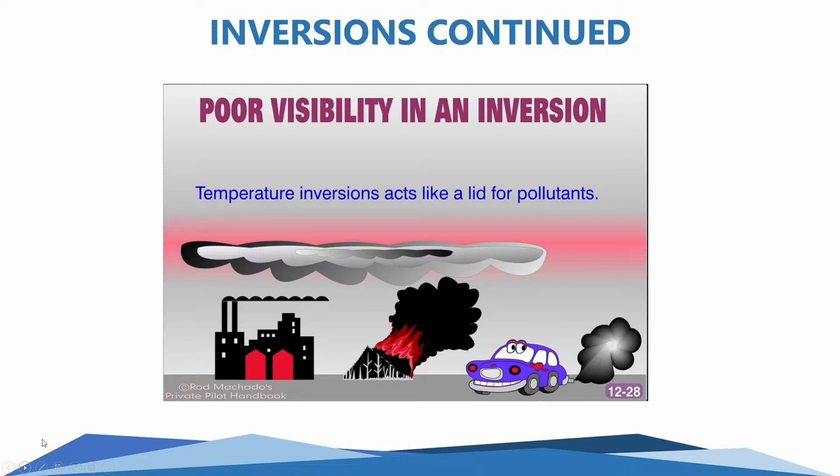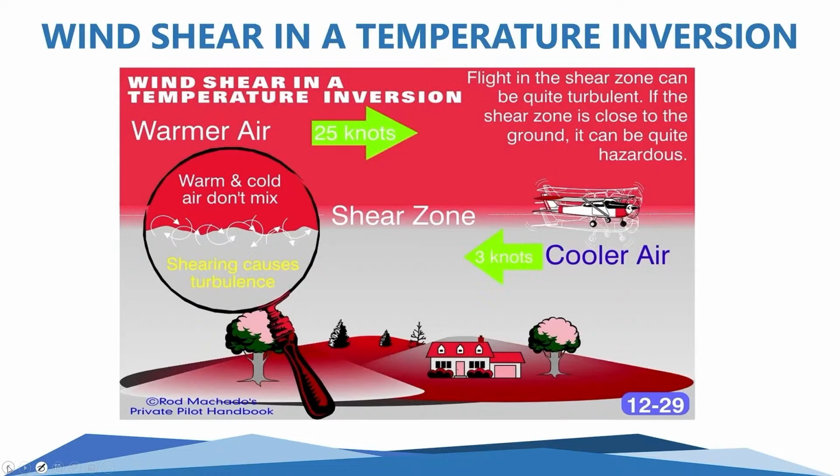Now, the reason why we're talking about inversions is not just because it gets hot, but primarily because of this thing called wind shear. And wind shear is very common within a temperature inversion. It's going to occur where the cold air and that warmer parcel of air are meeting, and they don't like to mix. So let's start off with what the heck wind shear is. Wind shear is a sudden change of direction and/or velocity. And it could happen vertically or it could happen horizontally.